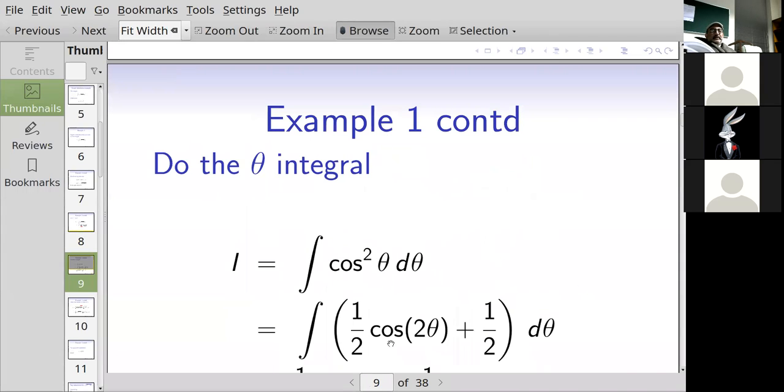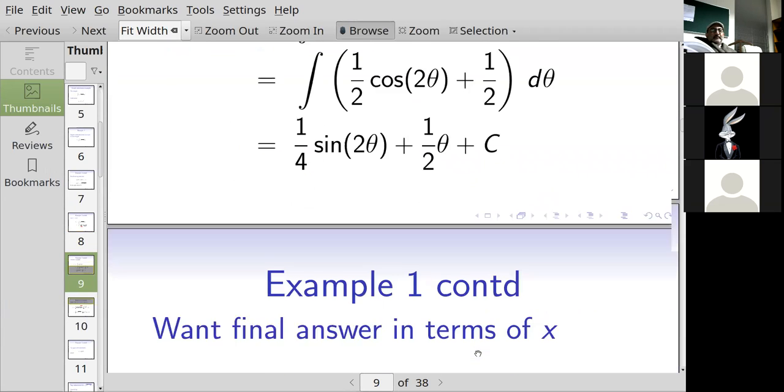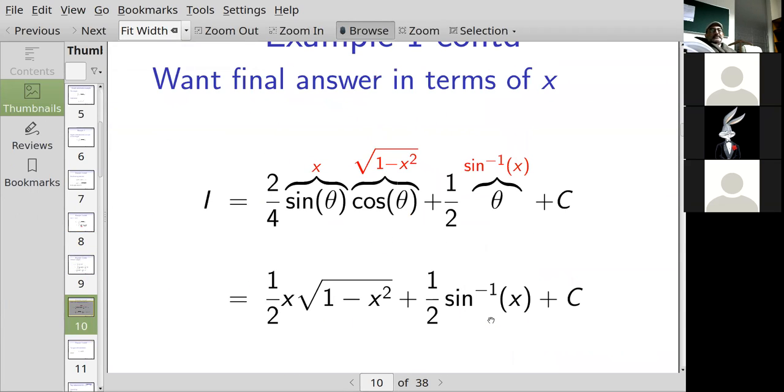So cos of 2 theta is cos squared theta minus sine squared theta, right? So I use that identity, and I also play around. Sine squared theta is also 1 minus cos squared theta. Right? So I play around with that, and I get that cos squared theta is 1/2 cos of 2 theta plus 1/2. Okay, sir. All right, any other questions?